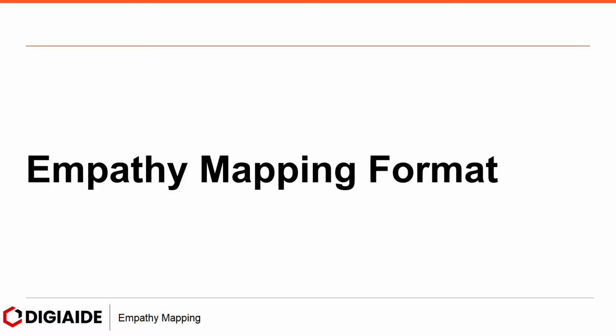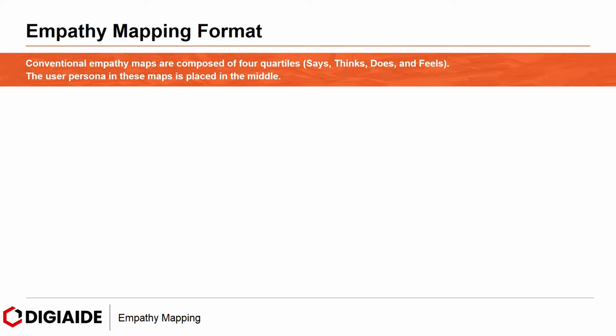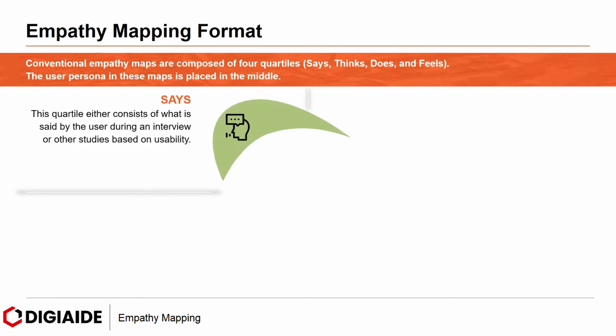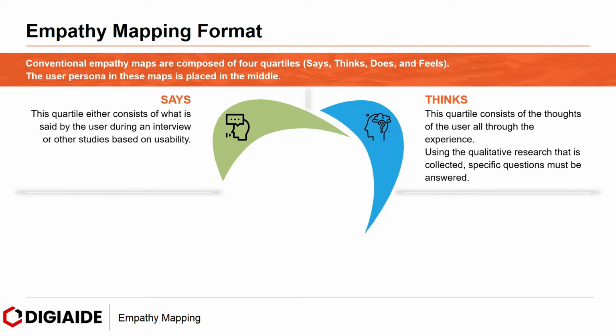Moving on to empathy mapping format. Conventional empathy maps are composed of 4 quartiles, that is, says, thinks, does, and feels. The user persona in these maps is placed in the middle. Let's look at these quartiles briefly. First, says. This quartile either consists of what is said by the user during an interview or other studies based on usability. Next, thinks. This quartile consists of the thoughts of the user all through the experience.